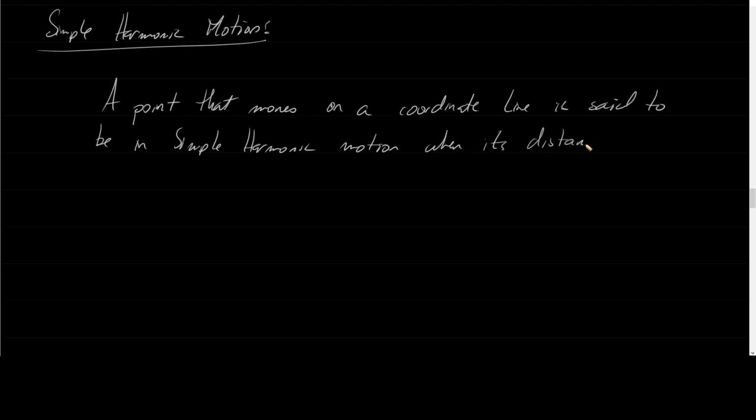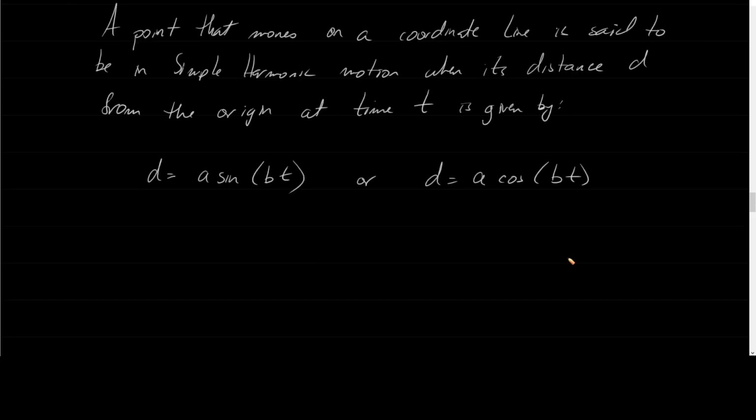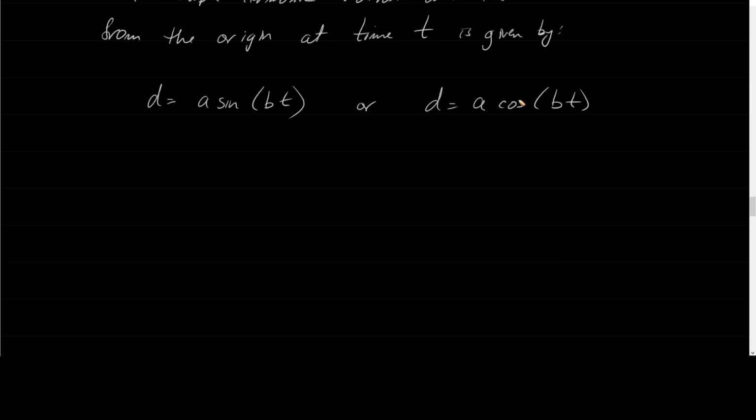when its distance d from the origin at time t is given by either d is equal to a sine of bt, or d is equal to a cosine of bt, where a and b are real numbers, and b is strictly greater than 0.